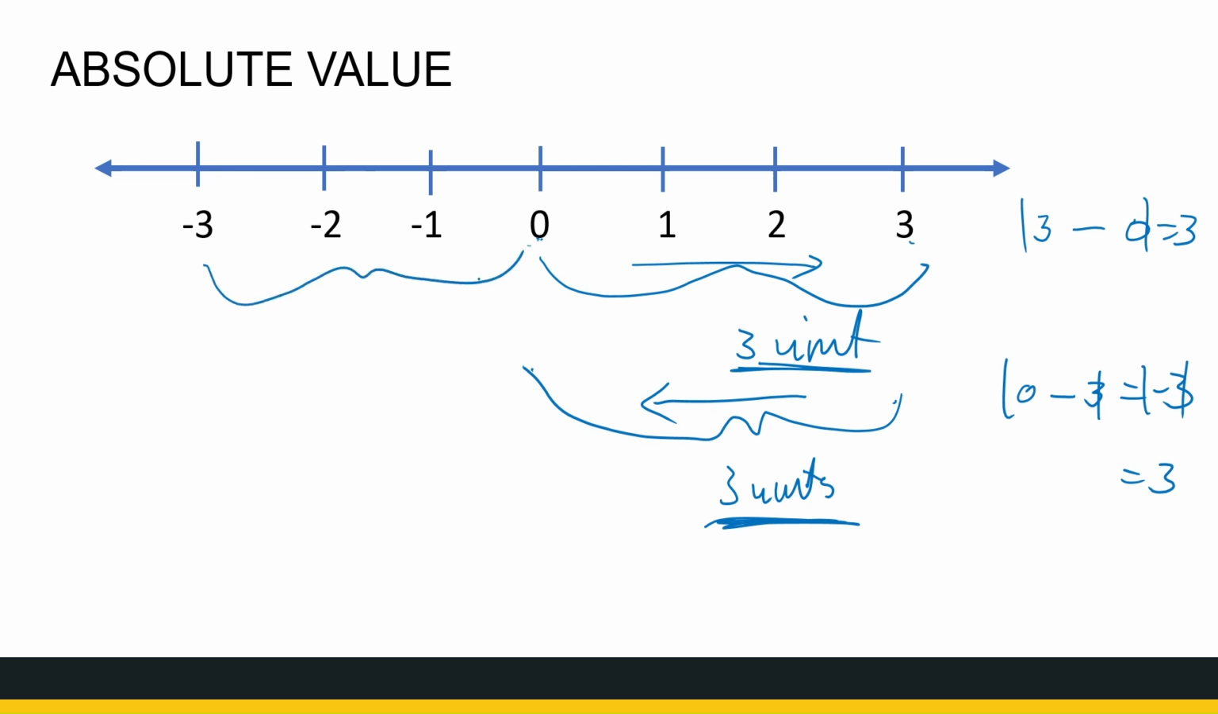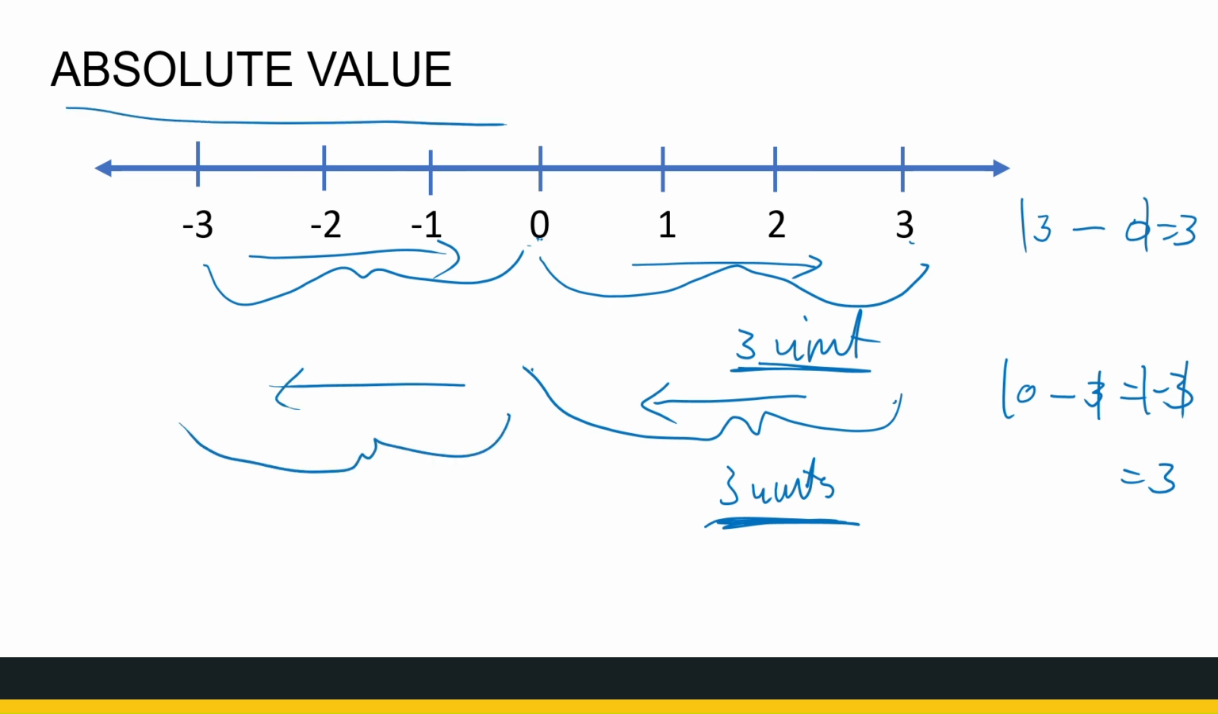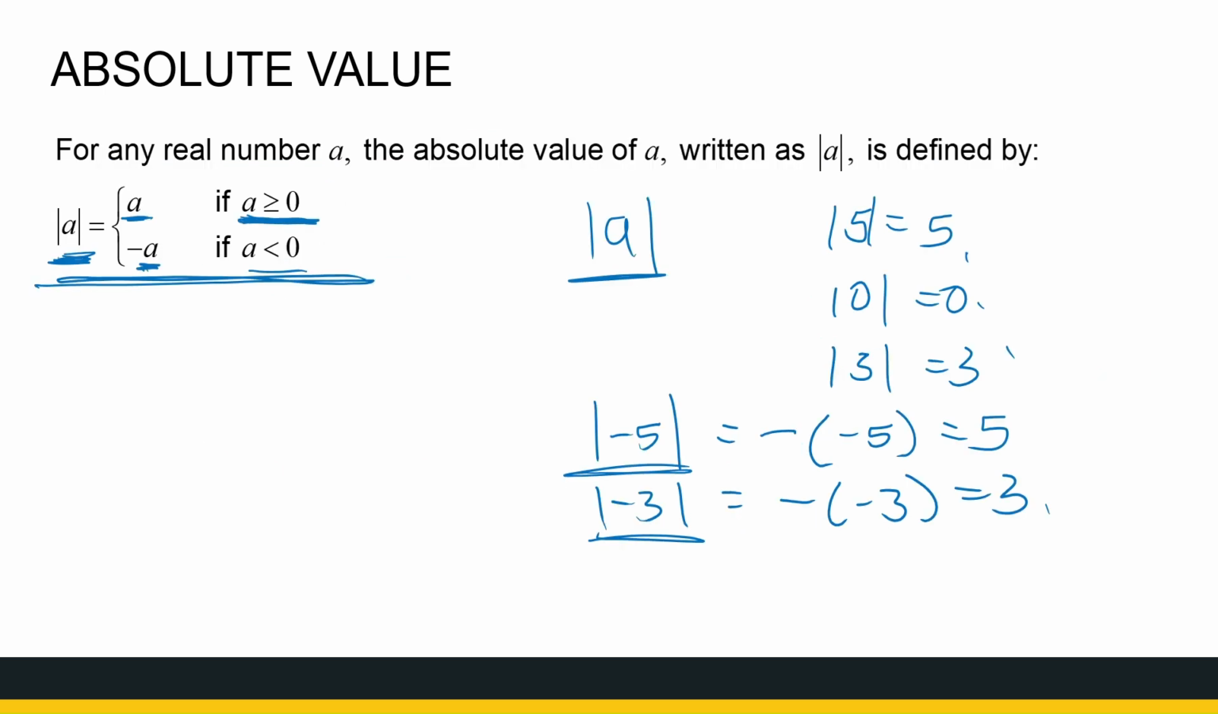Similarly, from minus 3 to 0 or from 0 to minus 3. All the same distance. The calculations would be different, but as soon as I take the absolute value, I get a positive number or 0. So here's the definition for absolute value.